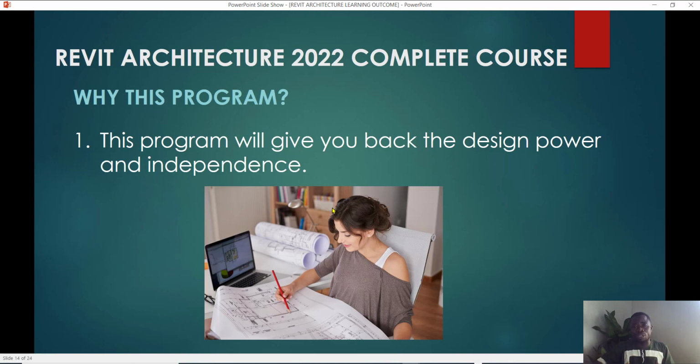Come up with your initial model, and then you have that kind of command, that kind of authority to determine the pace of the work. And because you are also an ardent user of it, sometimes when you spot delay, you are able to come in and get things fixed up. So this program is designed to give back the design power and independence to you.